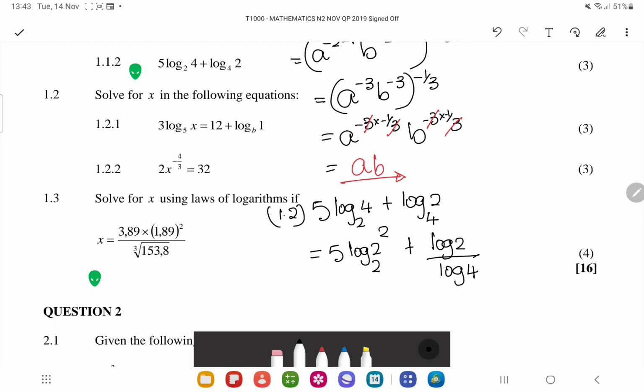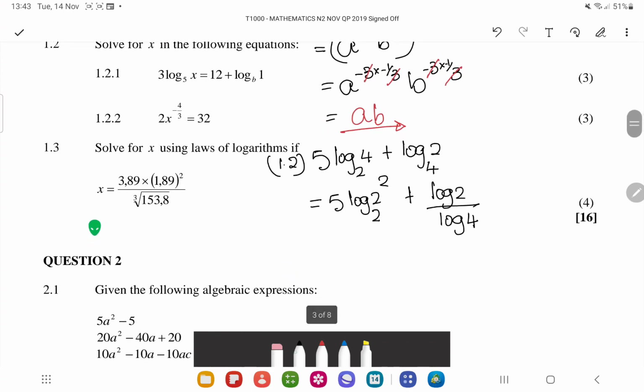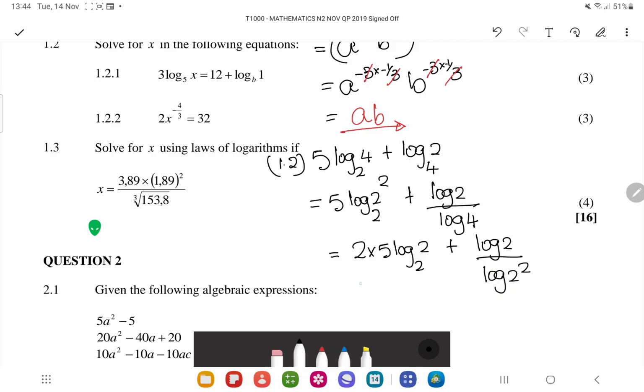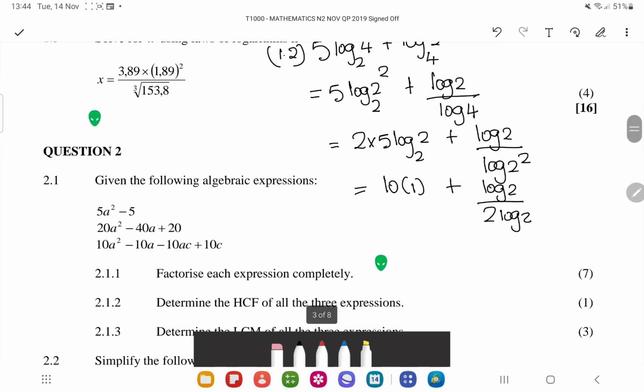You can check one of my videos where I was explaining the logarithm. Then we go to the second step. We're going to take the 2 down. So that will be 2 times 5, then log of 2 to the base 2, then plus, I'm going to change log 4 in terms of 2. That will be log of 2^2. Then obviously that will be 10 times 1, plus log of 2 divided by 2 log of 2. Remember, we have taken that down. As always, we have to take it down.